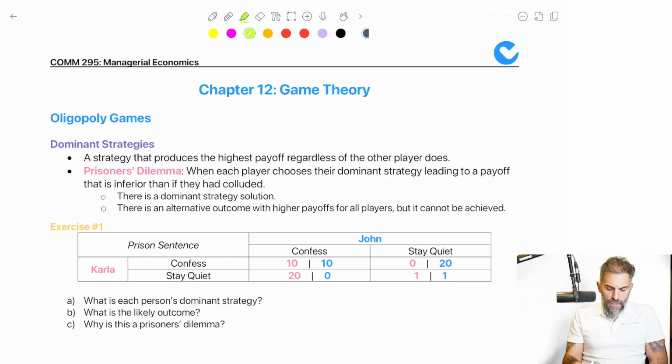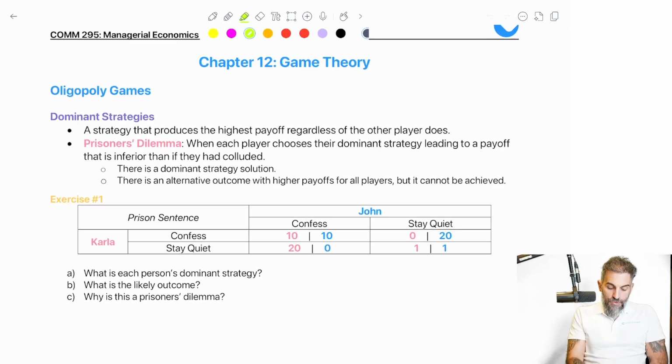So what are dominant strategies? Dominant strategies basically refers to when a player in a game has a strategy that they would employ regardless of what the other one does. Right? So if we look at, we'll look at this table in a second, that's all it means.